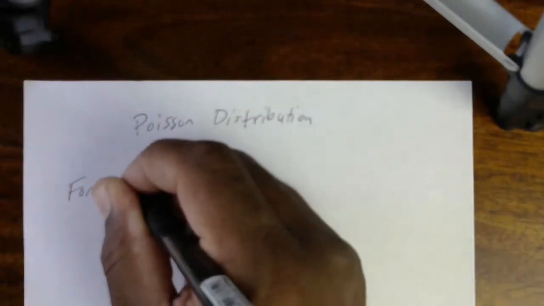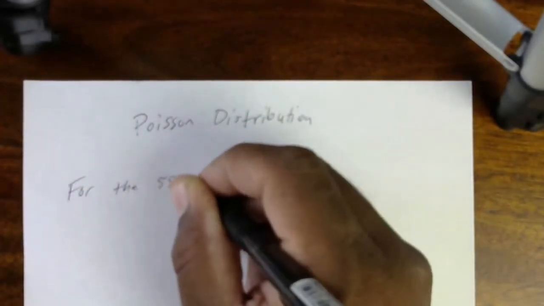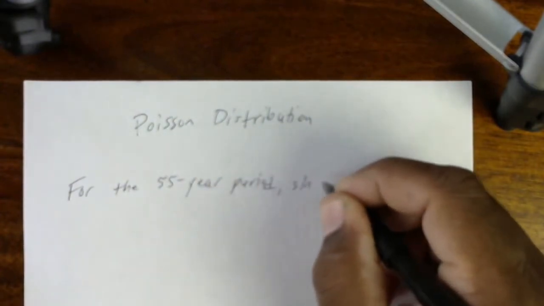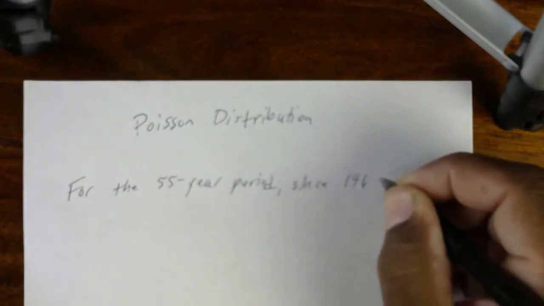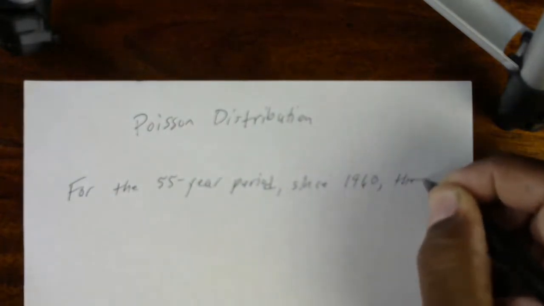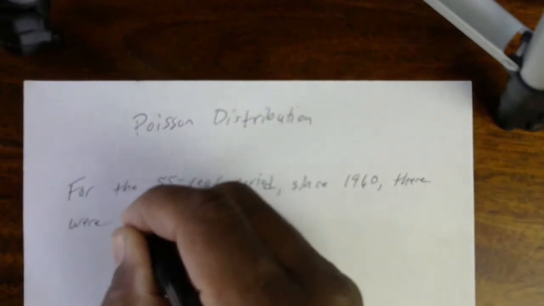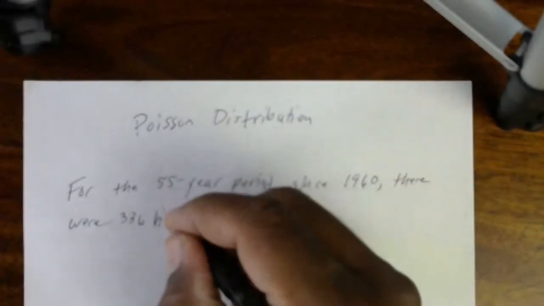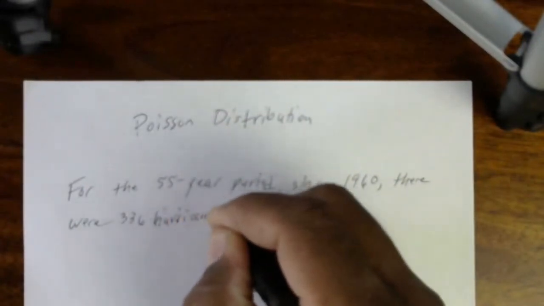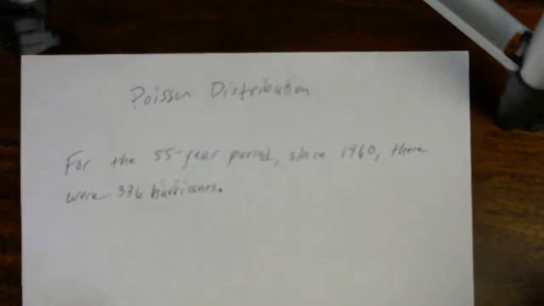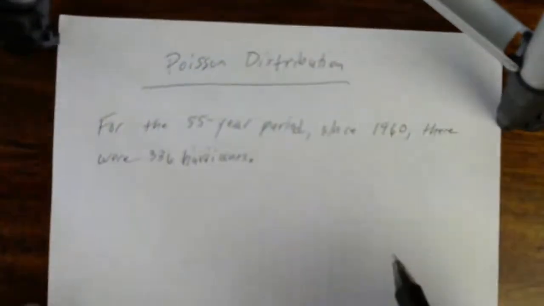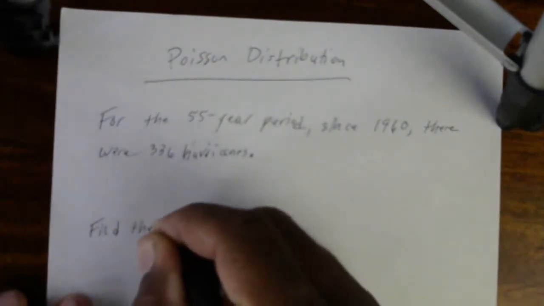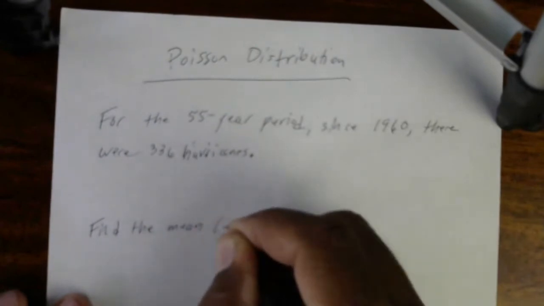Those things will be given to you in the problem. It says for the 55-year period since 1960, there were 336 hurricanes. So this is a Poisson distribution, and we're going to find the mean, which is mu.